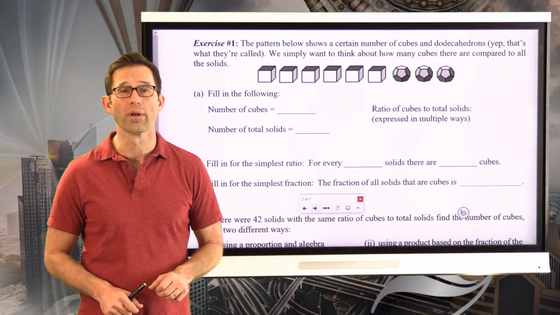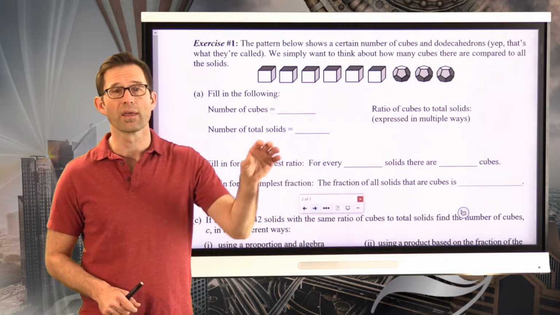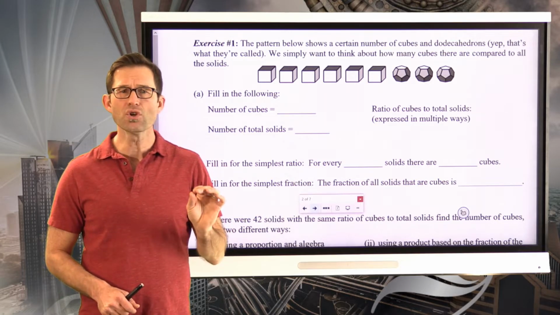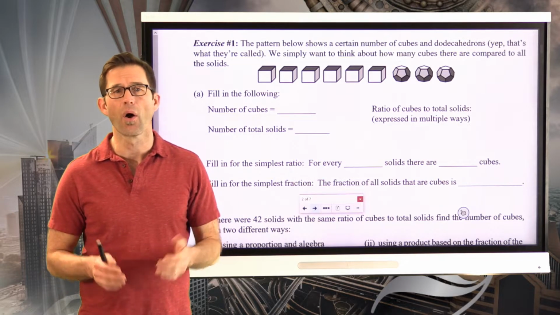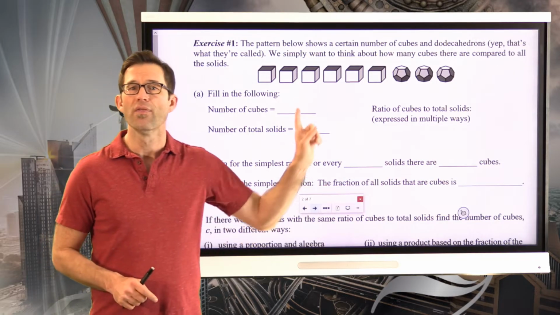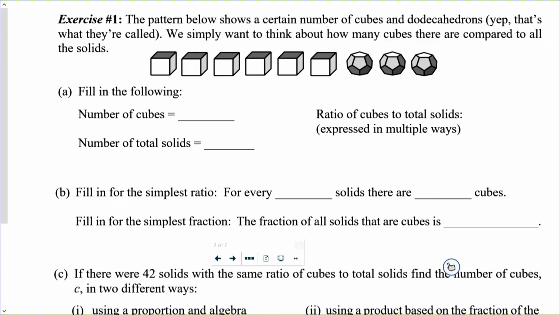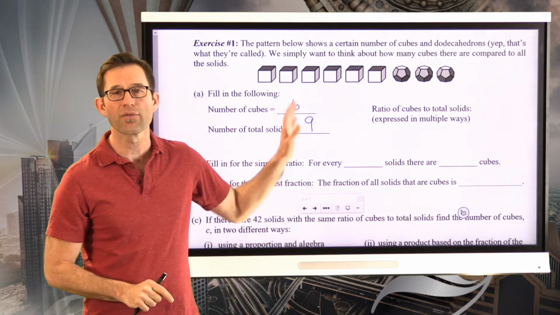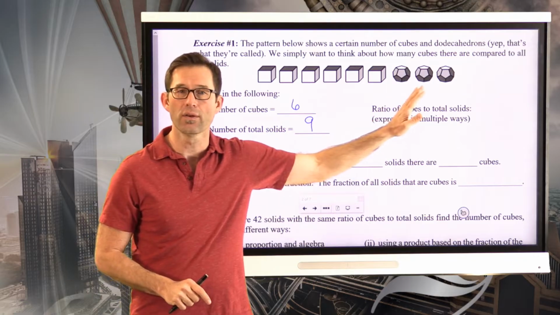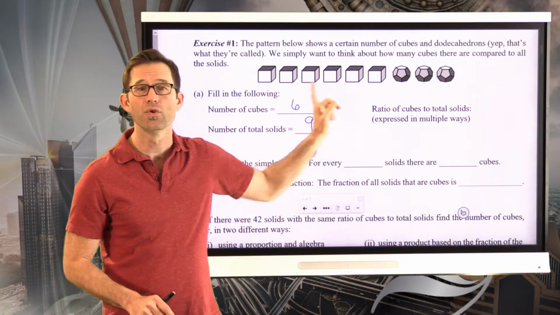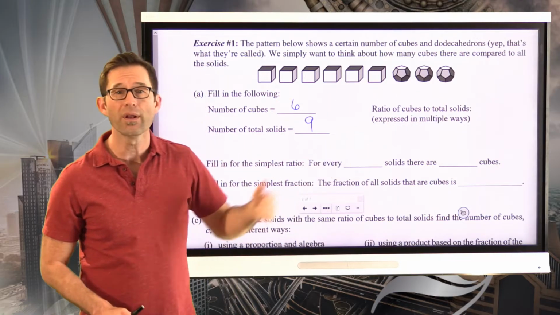All right, real important. Sometimes when we look at ratios, we're looking at sort of like a part to another part, right? But the ratios that we're going to be mostly concerned with in this unit are parts to the whole. There are 6 cubes, and there are a total of 9 shapes. So you have to be careful, right? We're not looking at the ratio of the cubes to the dodecahedrons. That would be 6 to 3. We're looking at the ratio of the cubes to all the shapes, right? Now, what is that ratio?